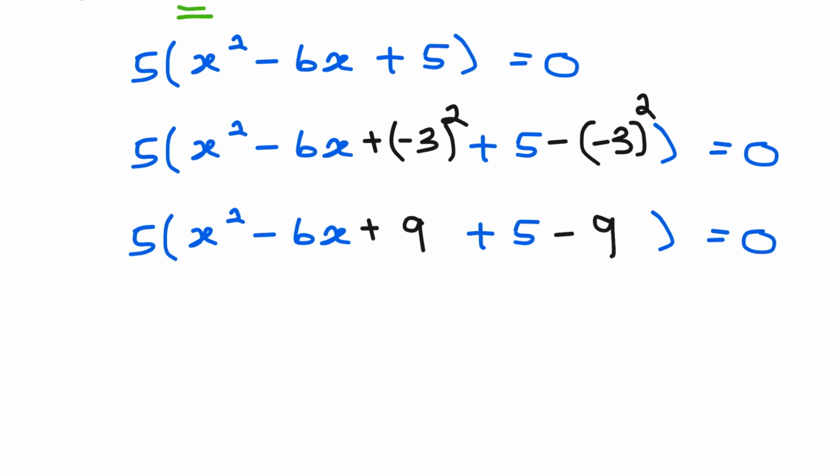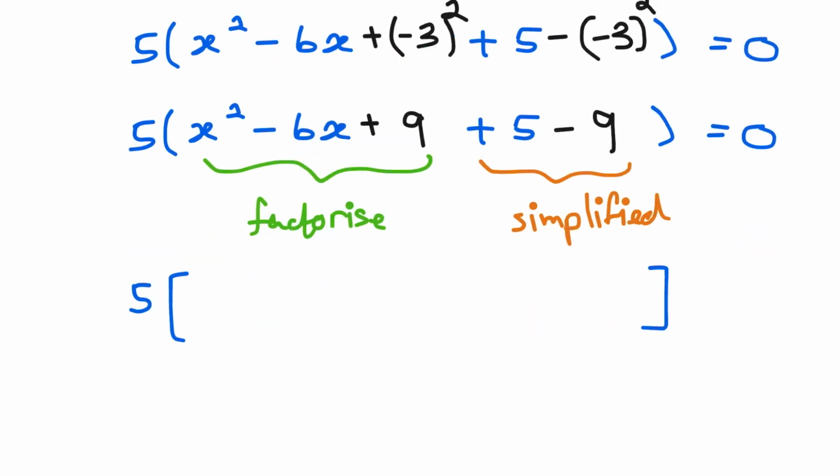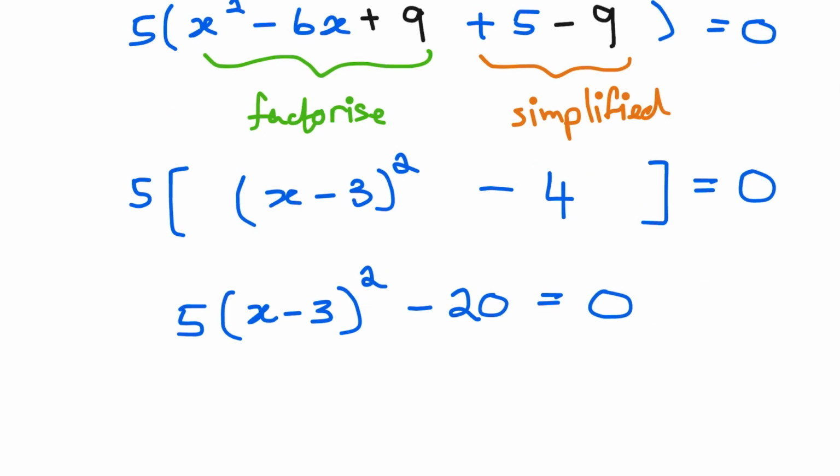So step number 4, the first three terms of the bracket can be factorized and the last two terms of the expression can be simplified. The factorized form of x squared minus 6x plus 9 is simply x minus 3 multiplied by itself. And the simplified version of 5 minus 9 is negative 4. Then we distribute the 5, multiplying it with the bracket and the negative 4 to give us 5 multiplied by x minus 3 squared minus 20.